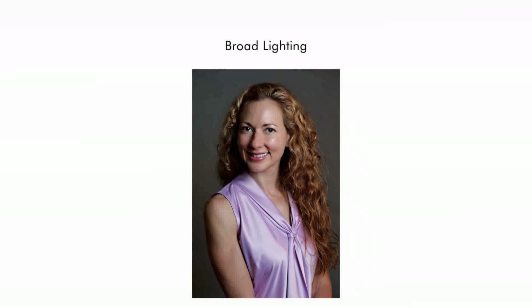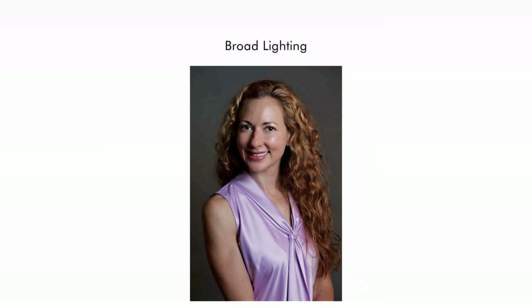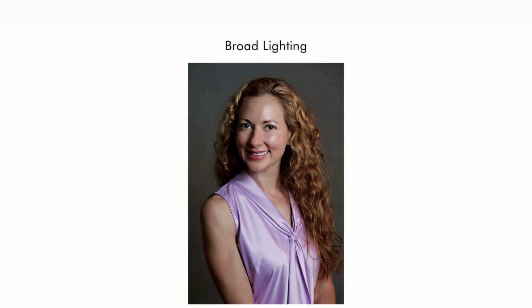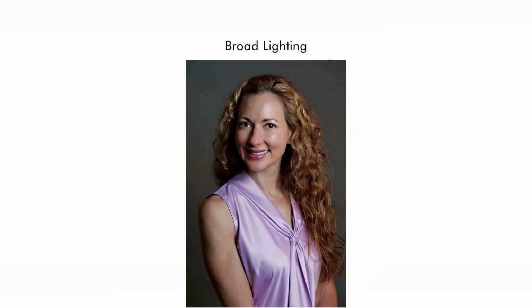Broad lighting is created by placing the light on the side of the face that's most visible to the camera, or turned toward it. This tends to broaden facial features, so it's good for narrow or angular faces. It's also useful for eliminating eyeglass glare.